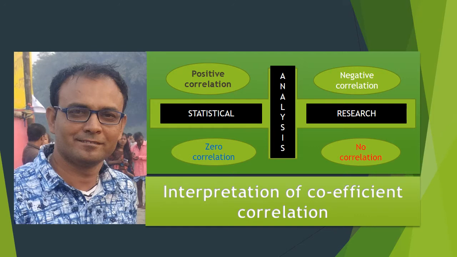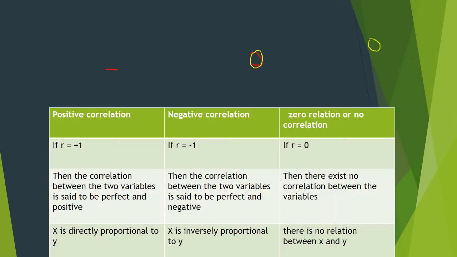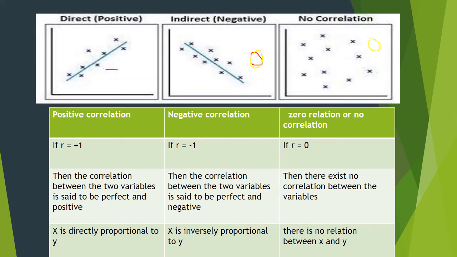Namaste friend, today I am going to discuss with you one of the important topics, that is interpretation of the coefficient of correlation. As you know, the coefficient values always lie between -1 and 1.